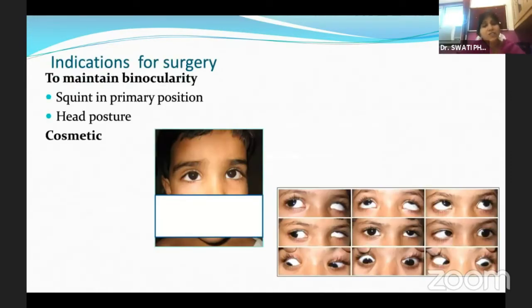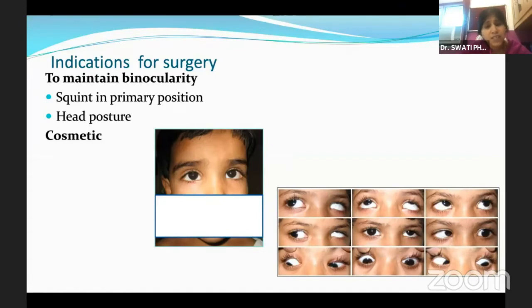So what are the indications of surgery in this case? The first indication is to maintain binocularity if there is a squint in primary position. The second indication could be a head posture, to correct the head posture. The other important indication is cosmetic, because sometimes these upshoots and retractions are cosmetically very troublesome. So you have to correct this and give whatever best possible cosmesis to the patient.